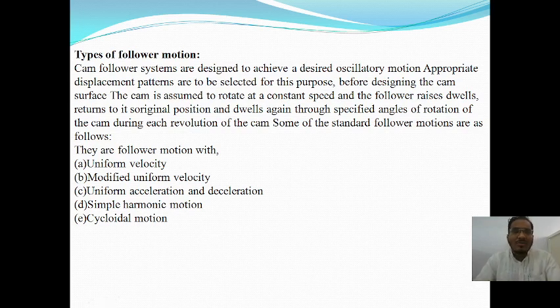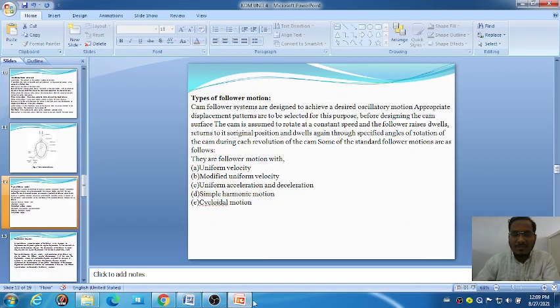Types of follower motions. There are different types of follower motions in your syllabus: uniform velocity motion, modified uniform velocity motion, uniform acceleration and deceleration motion, simple harmonic motion, and sinusoidal motion. Each and every motion we will discuss step by step in the next section of the class.